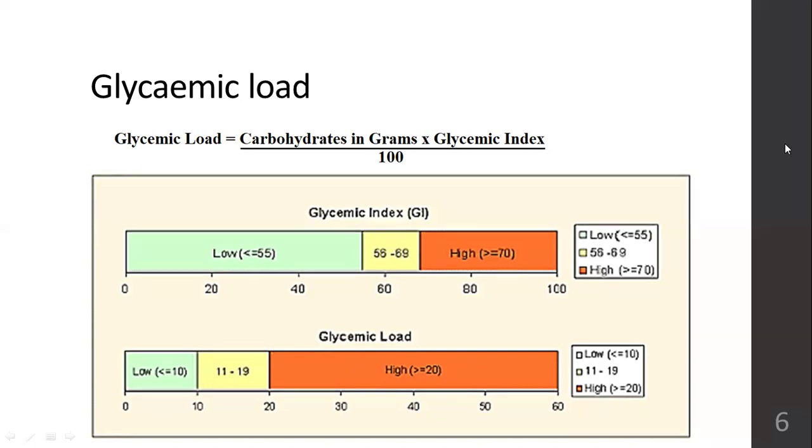Glycemic load also has a scale. Any food that has scored 20 or more is a high glycemic load food. Any food that has scored between 11 to 19 is a medium glycemic load food. And any food whose score is lower than or equal to 10 is a low glycemic load food.